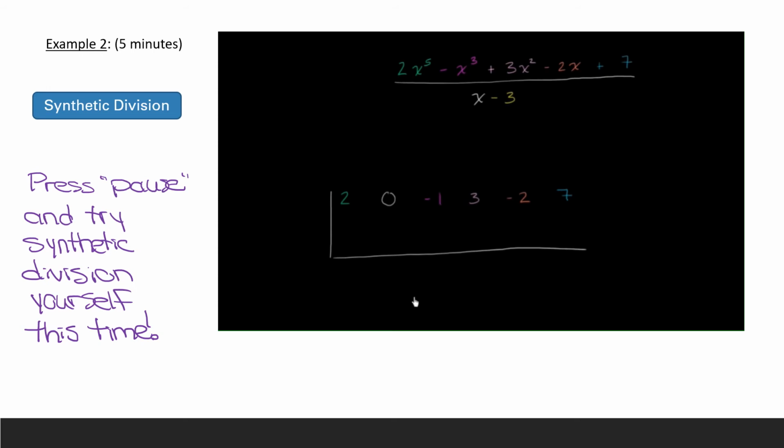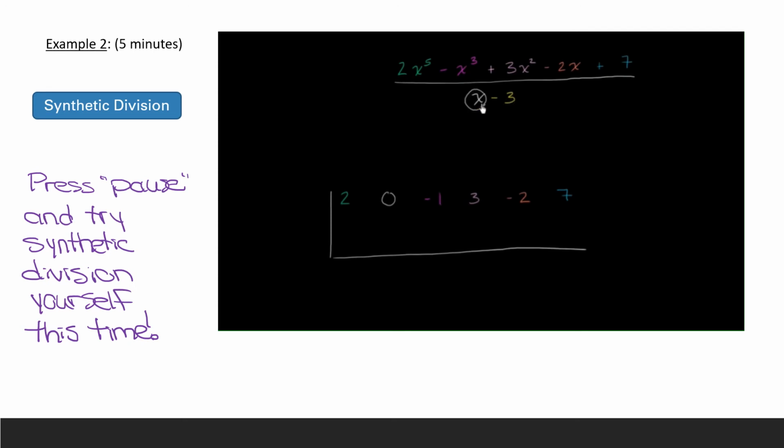And remember, the type of synthetic division we're doing only applies when we are dividing by an x plus or minus something. There's a slightly different process you would have to do if it was 3x, or if it was negative 1x, or if it was 5x squared. This only works when we have x plus or minus something.